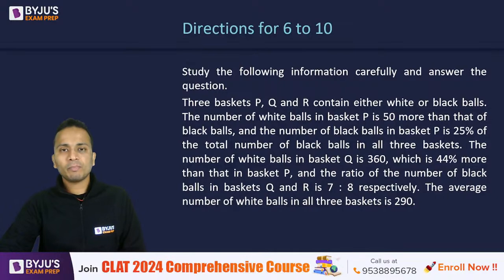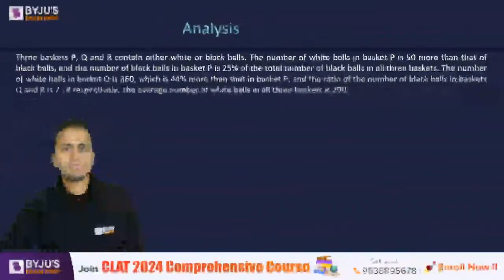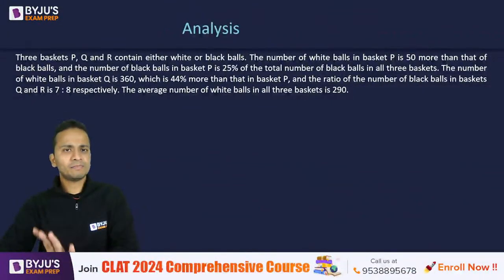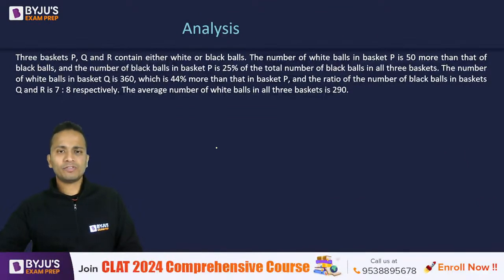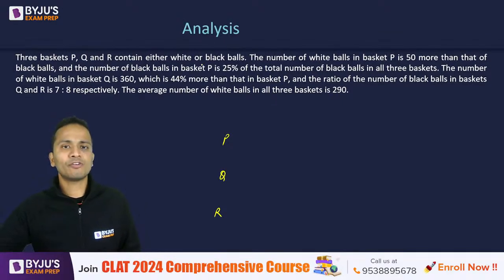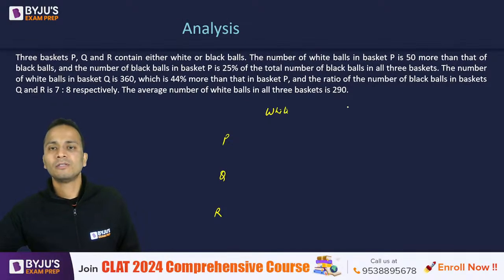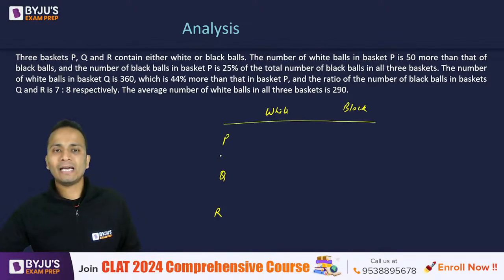All right, so let's begin with the analysis of this set. I have the data, and the lower part of this sheet is blank. Like I told you earlier, I'll make the table with P, Q and R, and the color of the balls, white and black. So this is the blank table.